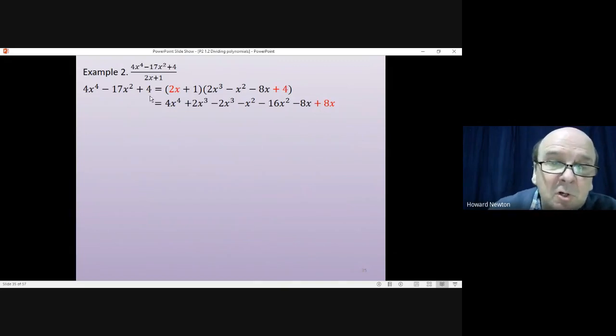The last thing to do is look at the constant. So on the left-hand side, I've got plus 4.